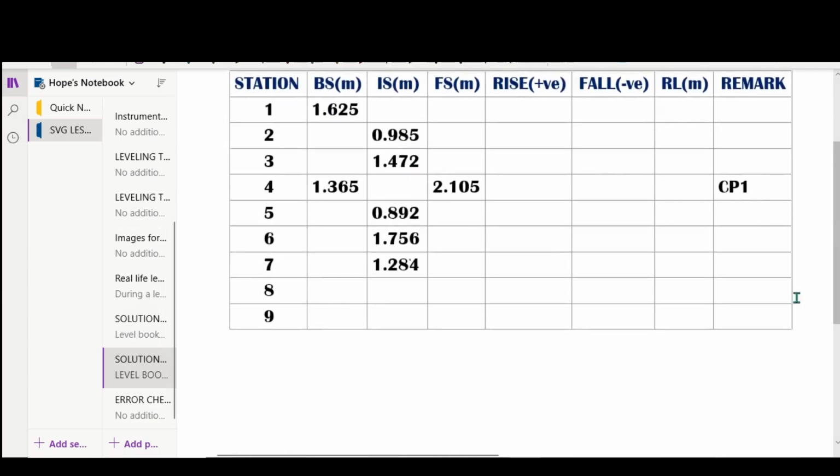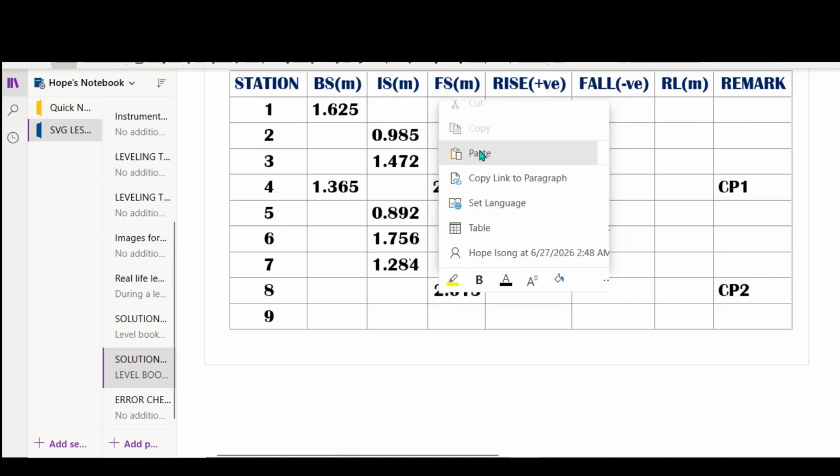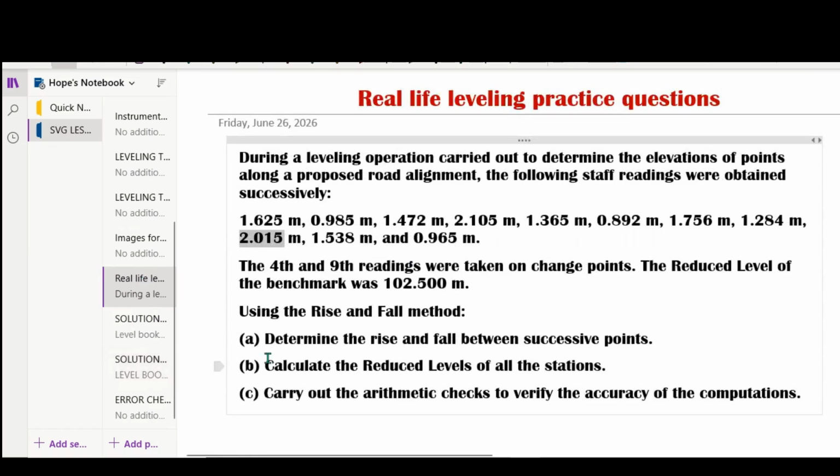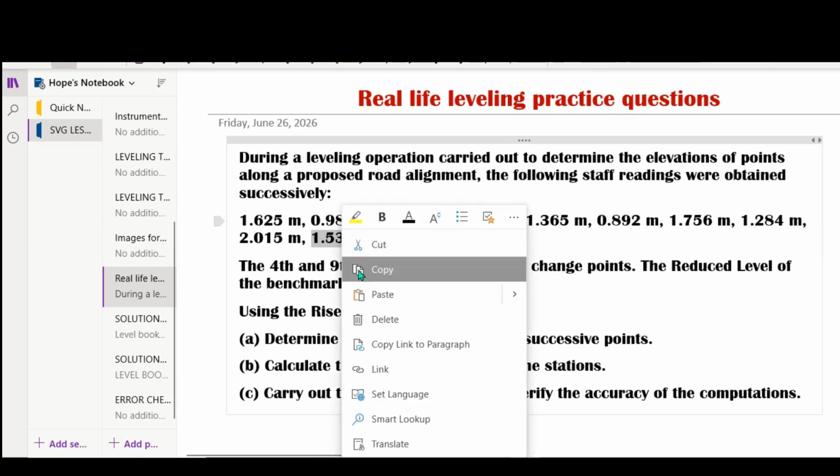So our next change point is going to be here, change point 2, CP2, which is our foresight. And then our backsight is going to be taken there, if you get. So our backsight is going to be taken here.